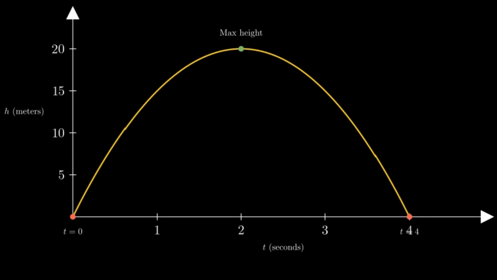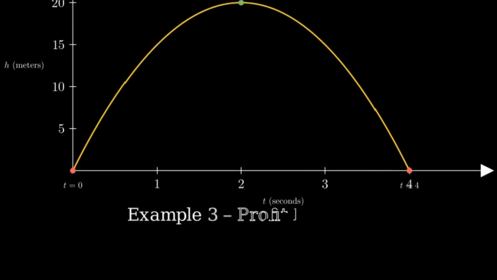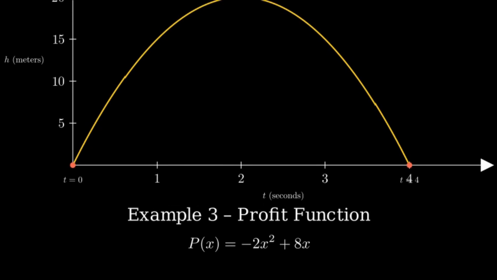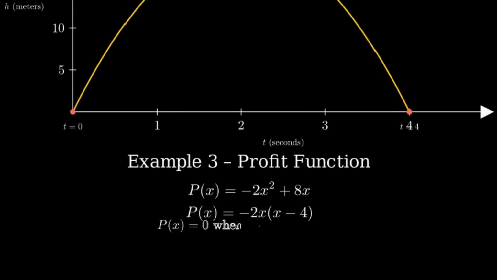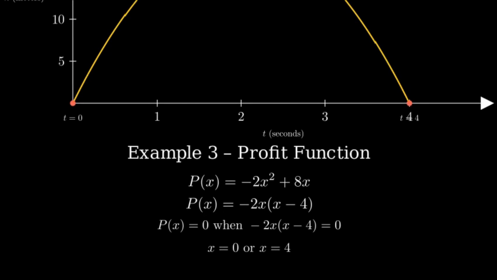Our final application involves a profit function in business. The profit function for a company is modeled by p of x equals negative 2x squared plus 8x, where x represents the number of units produced and sold. Let's factorize this expression. Taking out the common factor of negative 2x, we get p of x equals negative 2x times (x minus 4). From this factored form, we can determine when the profit is 0, which occurs when x equals 0 or x equals 4.